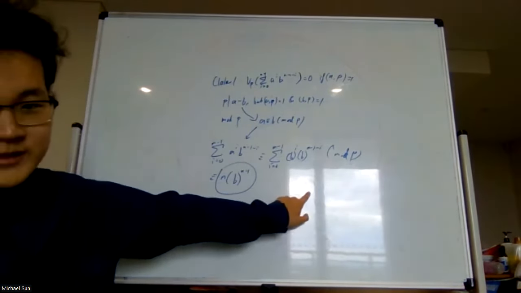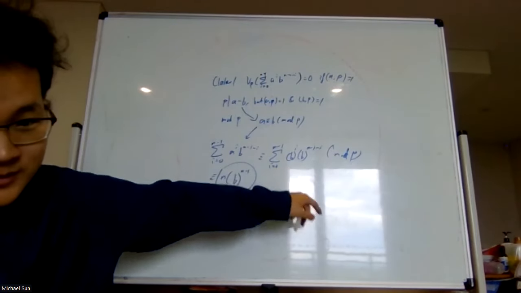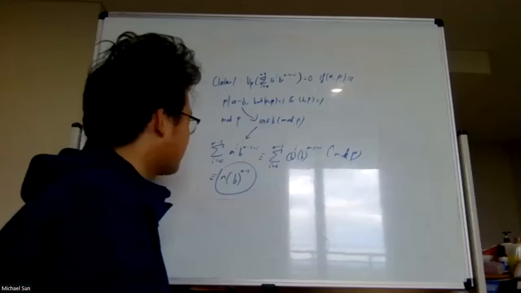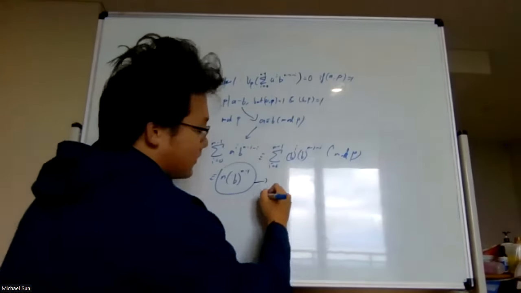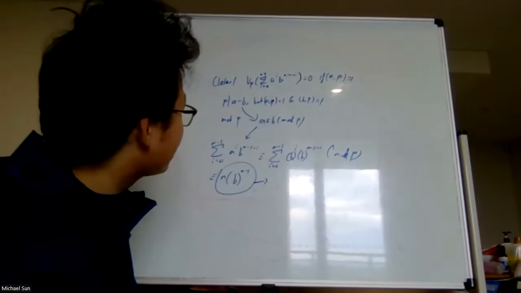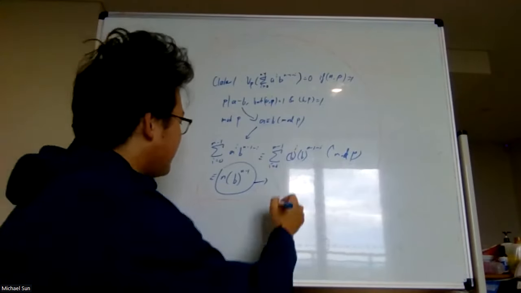But do these lines make sense? You can type in chat or just tell me. Yeah, I think so. And now we have that B and P are coprime.